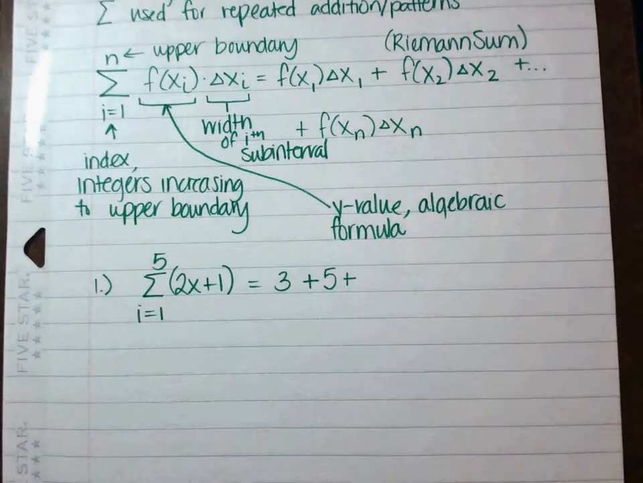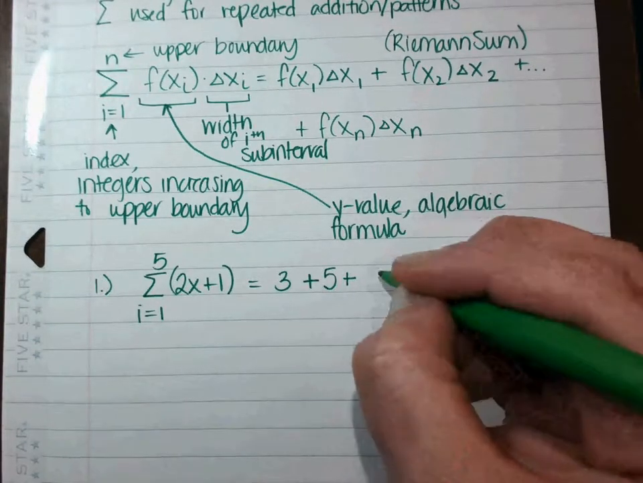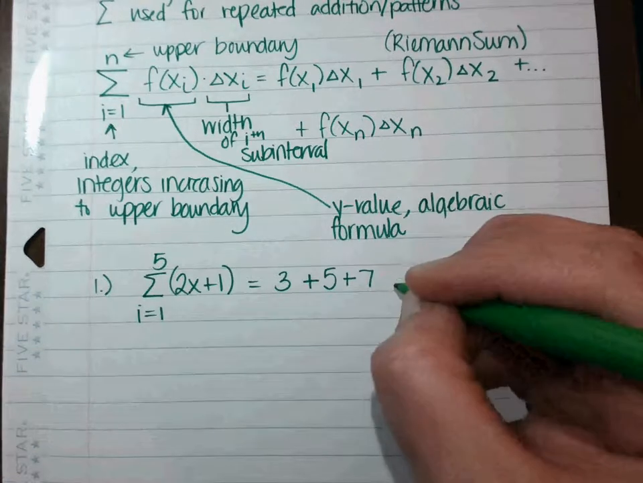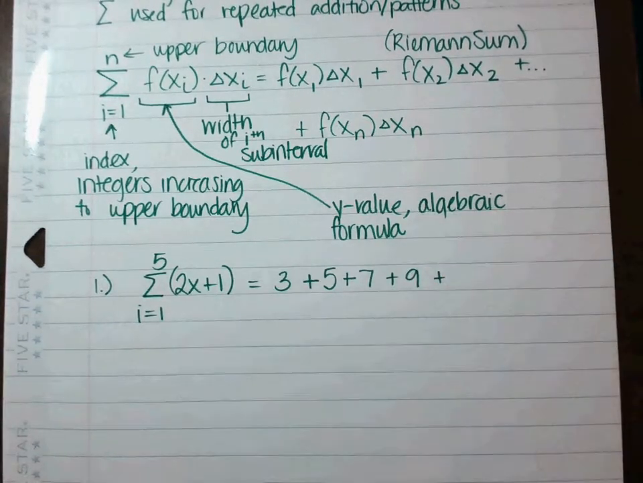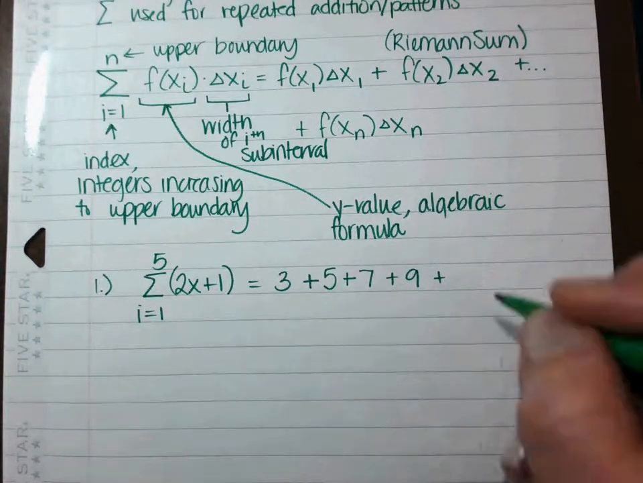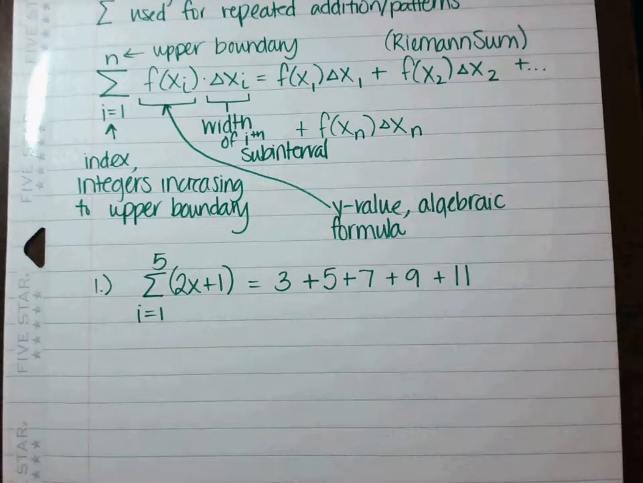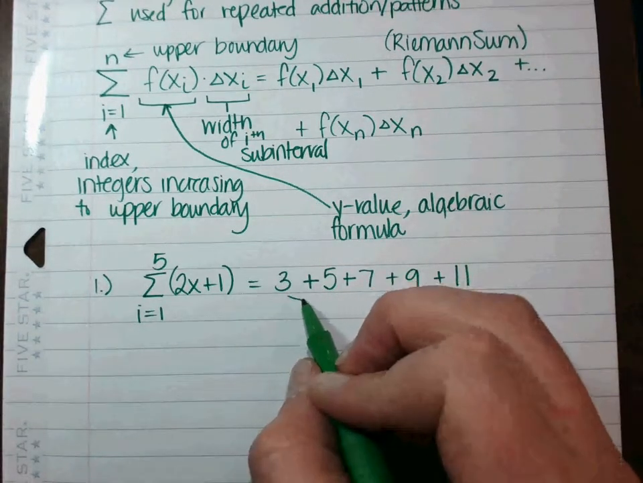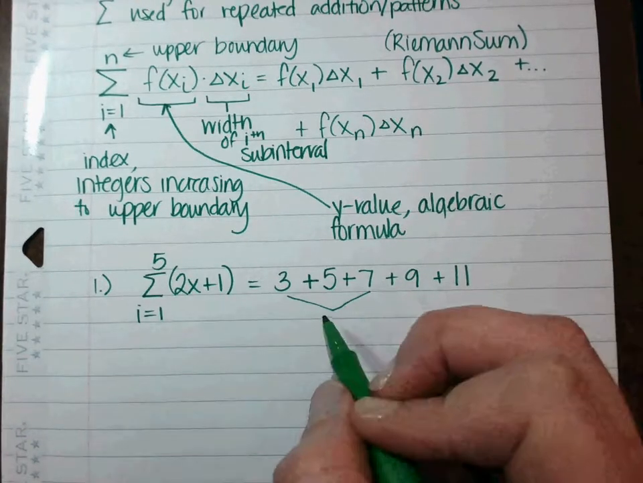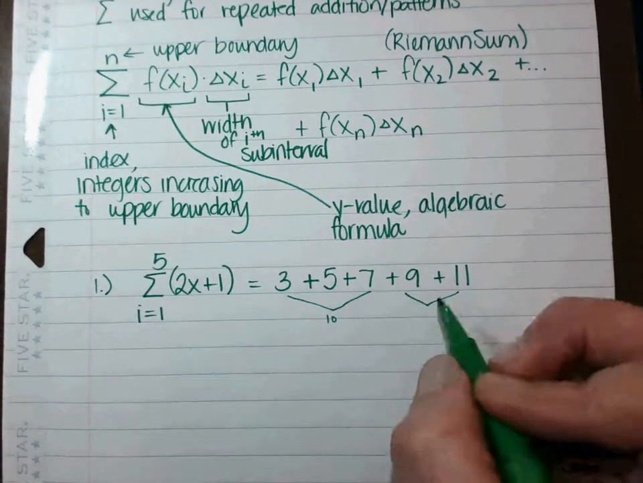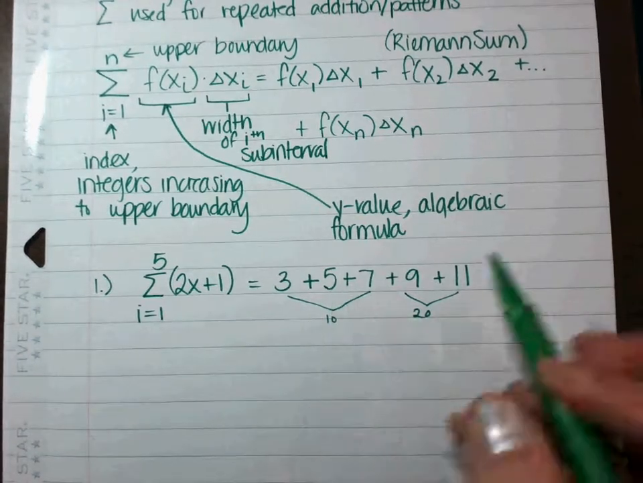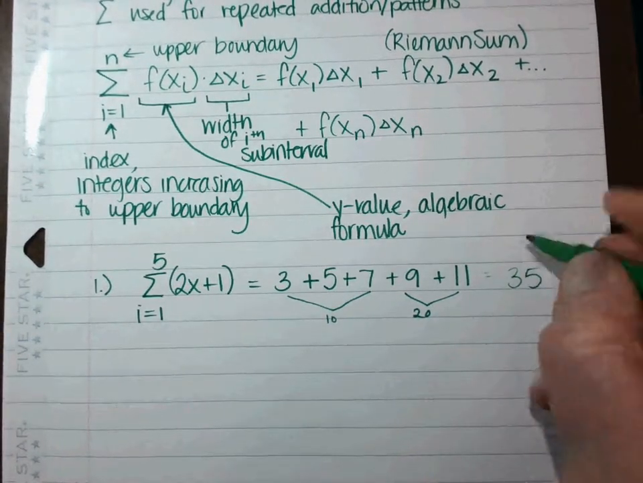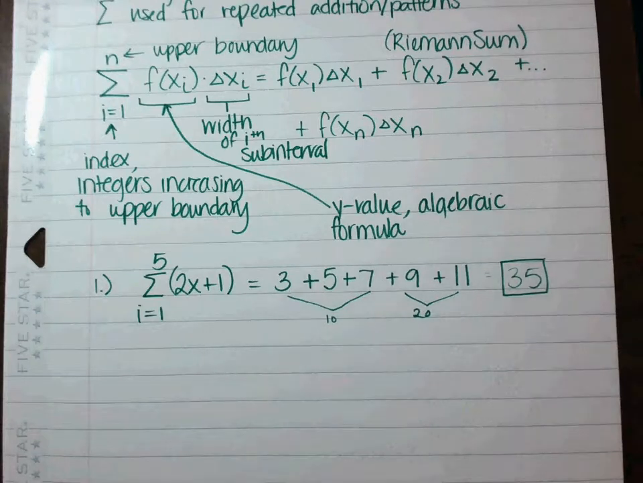5. Now I'm increasing my i to be my third term. So I'm plugging in 3. 2 times 3 is 6 plus 1 is 7. Now I'm on my fourth term. And then my fifth term would be 2 times 5 is 10 plus 1 is 11. Then you would add those up. What's 3 and 7 together? 10. What's 9 and 11 together? 20, so that'd be 35. You could just add them up however you're comfortable. I was just adding up the numbers in pairs that add to 10.